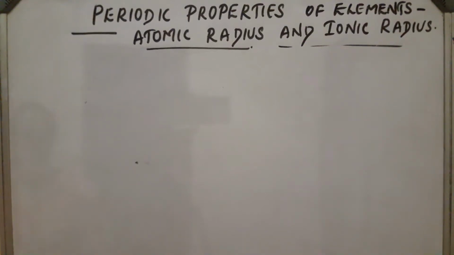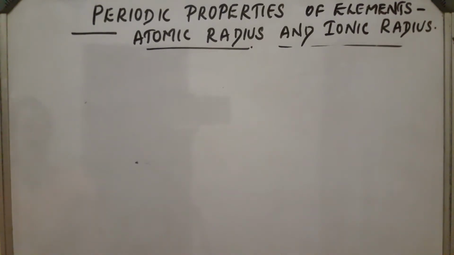Periodic properties of elements. Here we are discussing the atomic radius and ionic radius. Most properties of elements, like atomic size or atomic radius, valency, ionization energy, electron affinity, etc., are directly related to the electronic configuration. That is, the properties depend upon the number of valence electrons present. These properties show periodic variation with atomic number in a period or a group.